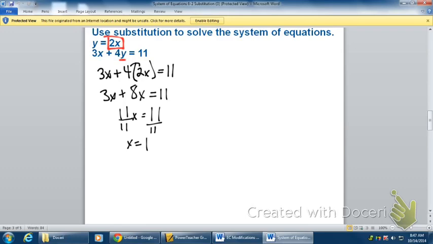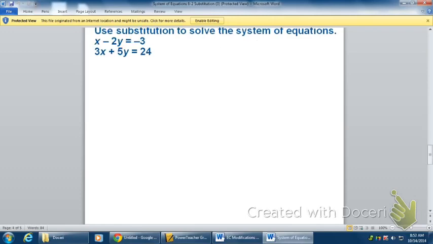Okay? Now, which equation would be really easy to figure out y? If I substituted the x in, the 1 in for x into my first equation, heck, it already gives you your answer. Okay? That gives you 2. All right? So your final solution is going to be 1, 2.